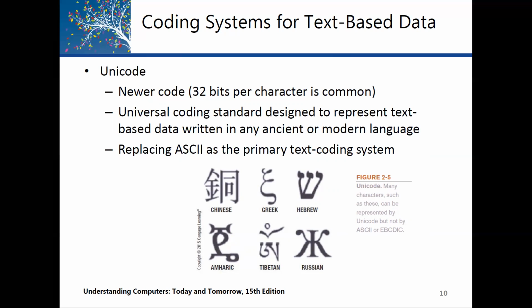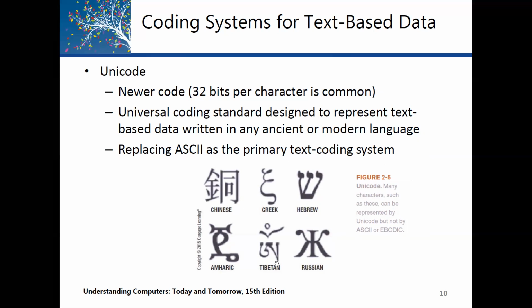I mean, you can translate from one language to another, any of the other languages, right? So in order to represent all those characters, a unique code is given to all possible characters for all possible languages in the world, right? So these are the universal coding standards designed to represent text-based data written in any ancient or modern language. So it has almost replaced ASCII as the primary text coding system, right?